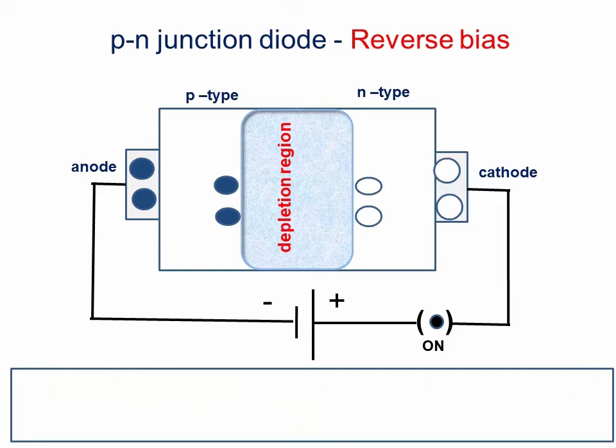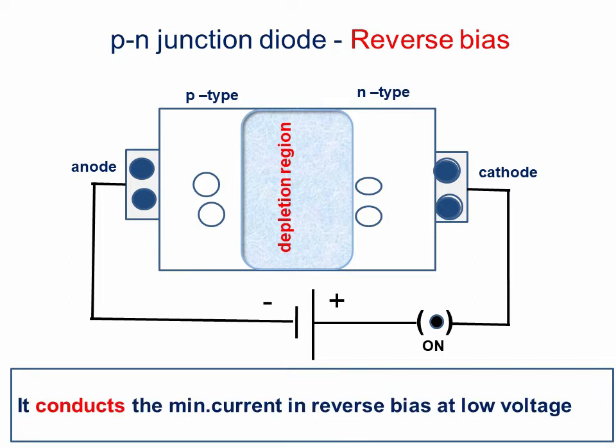Practically, at low voltage, a small amount of current passes through the p-n junction diode. This is because of minority carriers in both regions. See, in P type, minority charge carriers, electrons, are present. In N type, minority charge carriers, holes, are present. If we apply some voltage across the p-n junction, the electrons from the anode push the electrons in the P type. The holes in the cathode attract the electrons. In this way the current flows, but only a very small amount of current passes. So remember, at low voltage it conducts minimum current.